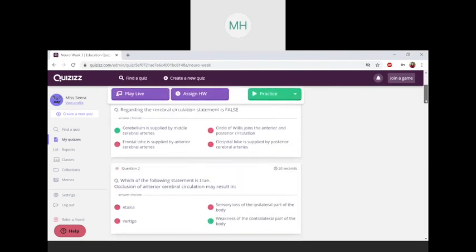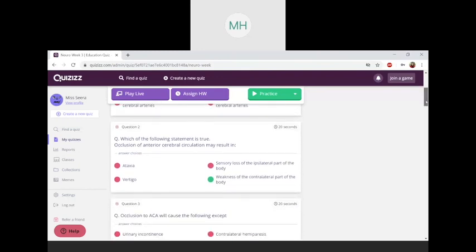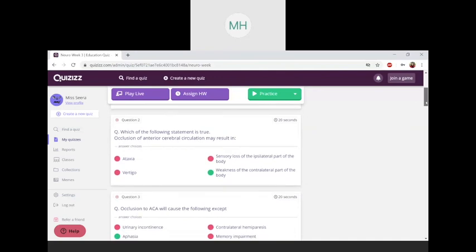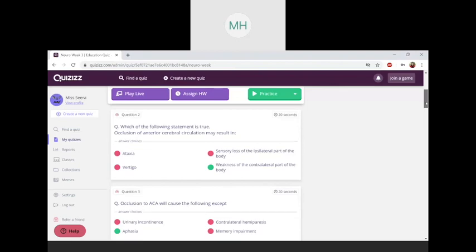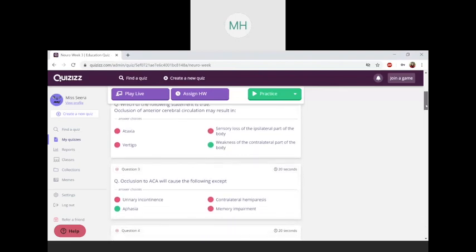The first question was regarding the cerebral circulation statement which is false. The answer was that the cerebellum is supplied, not by the middle cerebral artery, it should be by your posterior cerebral arteries. Your next question was, which of the following statements is true? Occlusion to the anterior cerebral circulation may result in weakness of the contralateral part of the body.